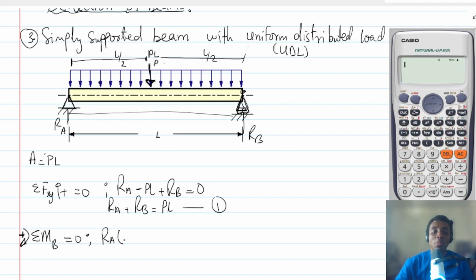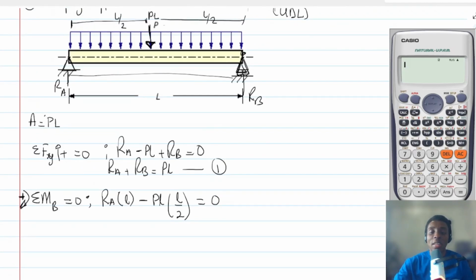Okay, so RA multiplied by the length, so L. Then we come to this force, which is PL, and the distance is half of the length, so it's going to be L/2. But then look at it carefully. You can see that the PL is coming all this way here. So the moment that it is going to cause about point B is going to be in the counterclockwise direction. So it's going to be minus PL, which is the load, multiplied by L/2, which is the distance. Then we equate it to 0. Okay, because we cannot take the moment of RB, since B is the point we are taking moments about.